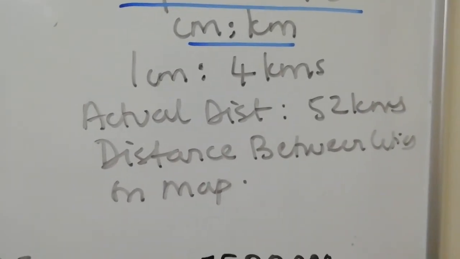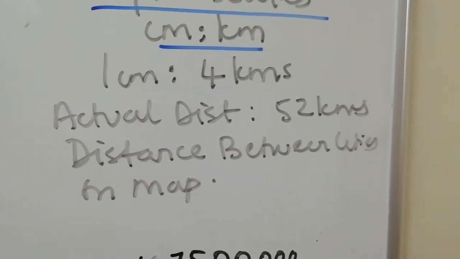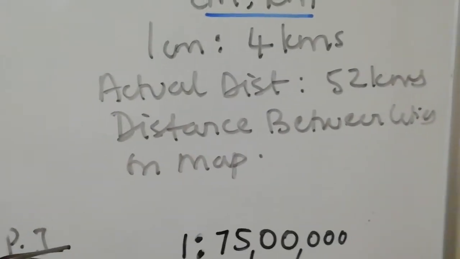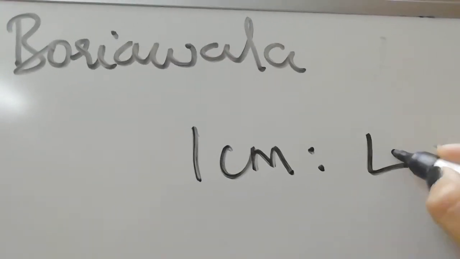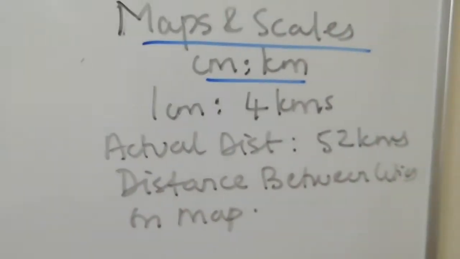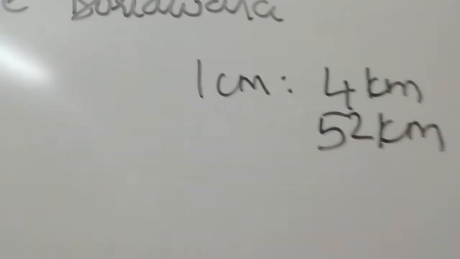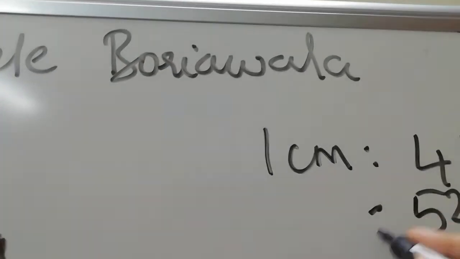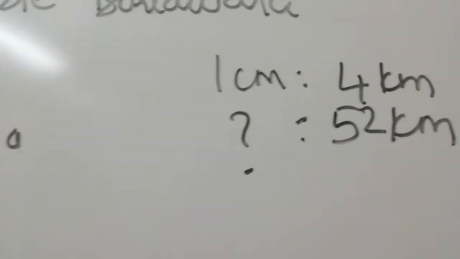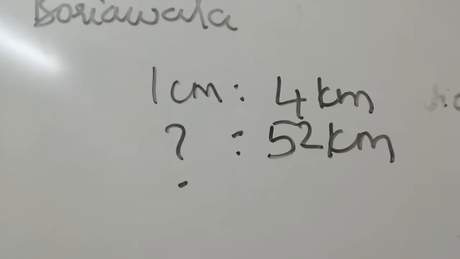If the actual distance is 52 kilometers, what is the distance between the cities on the map? So see, my map scale is 1 centimeter is to 4 kilometers. They have said the actual distance is 52 kilometers. What will be my distance on the map? I have to find the distance on the map, so I have to find my distance in centimeters.